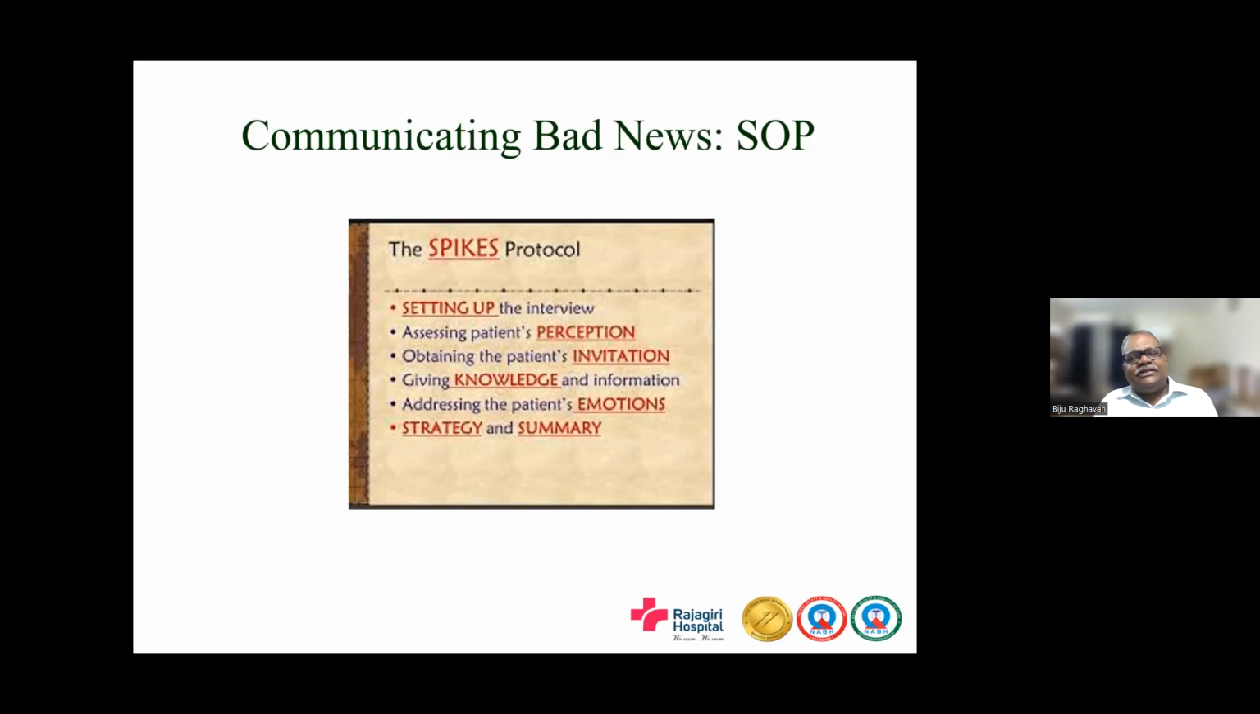normal people's language. And when you share information, obviously be prepared for an emotional reaction to the truth that the patient was not aware of. So we need to learn how to handle that emotion. And once we have drained out the emotion, then we can talk about what can be done, what cannot be done, how to go about it, etc.